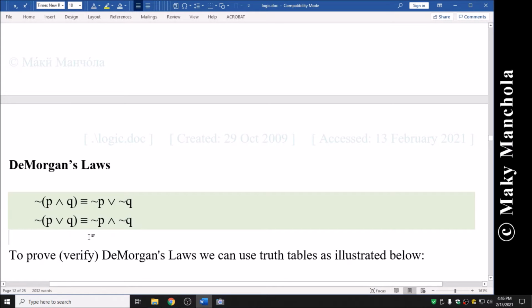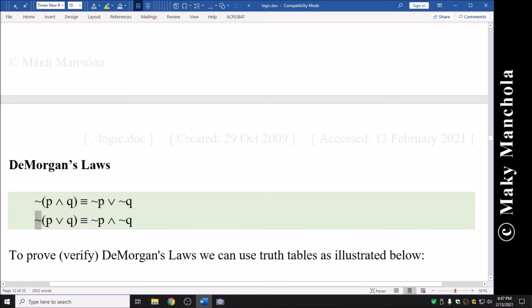In order to establish each of these logical equivalences, we can use truth tables as follows. We construct a truth table for the statement on the left side. We also construct a truth table for the statement on the right side. When we are done with the truth tables, we compare them. When the outcomes are identical, then we have established the logical equivalence. So let's try that now.